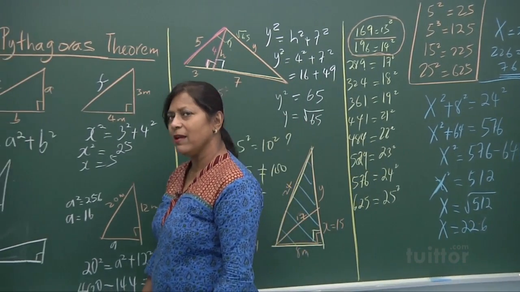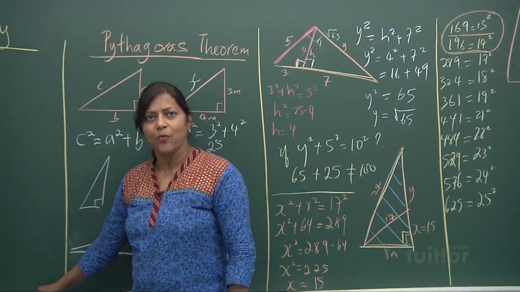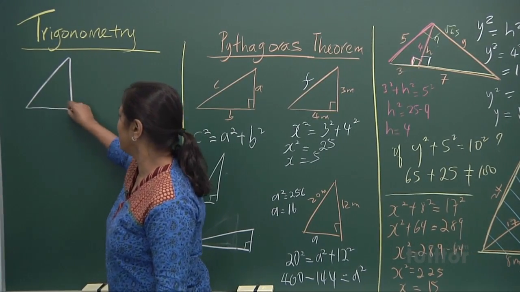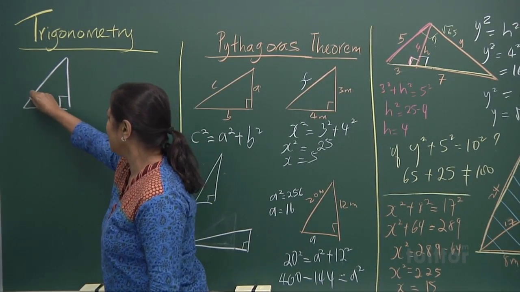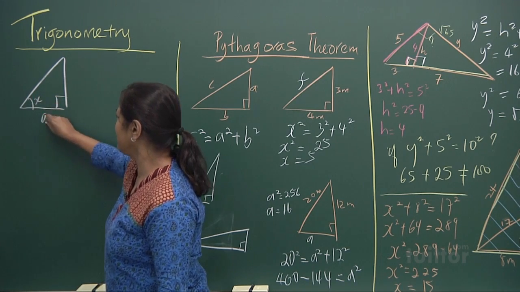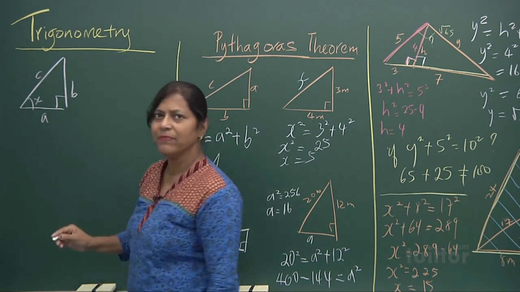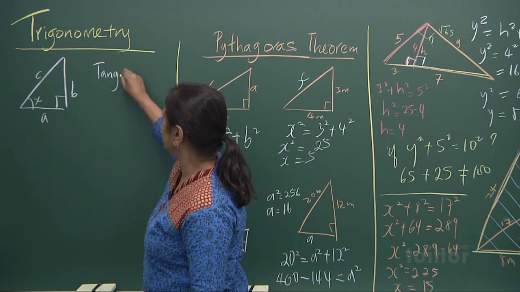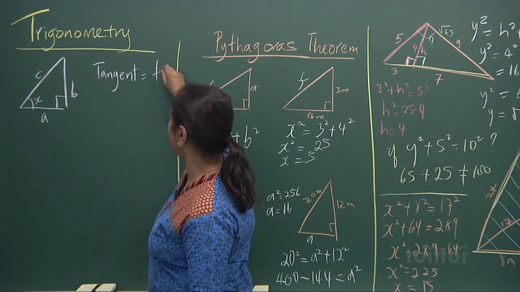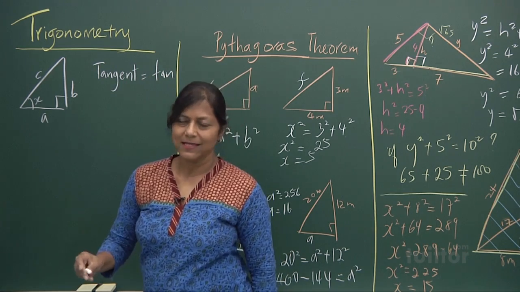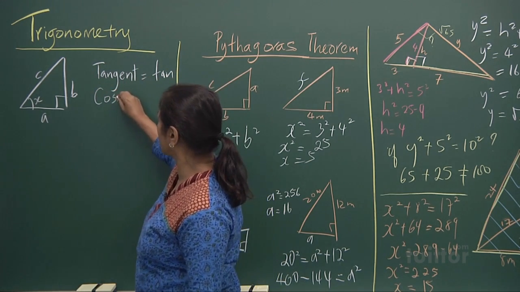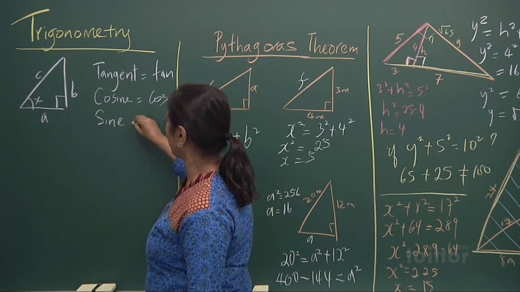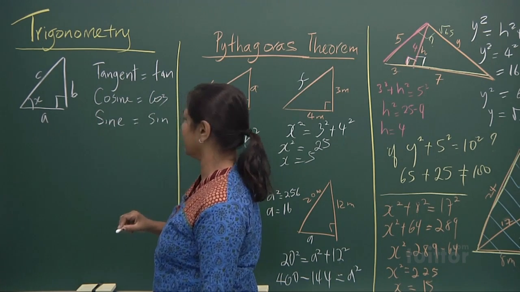Now trigonometry, in this case at level 1, we apply to a right angle triangle. If you look at the right angle triangle, if you have an angle x here, and the sides are A, B, C. Now we look at tangent, the short form is tan. Cosine, the short form is cos. And sine, the short form is sin.